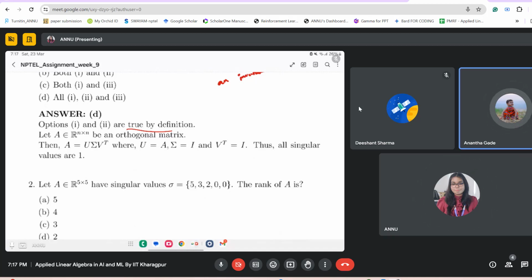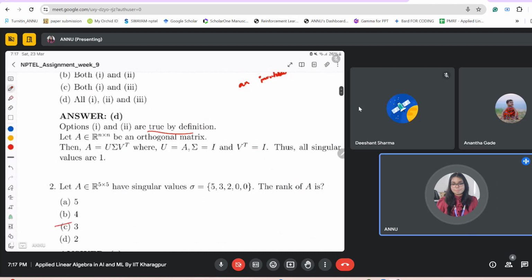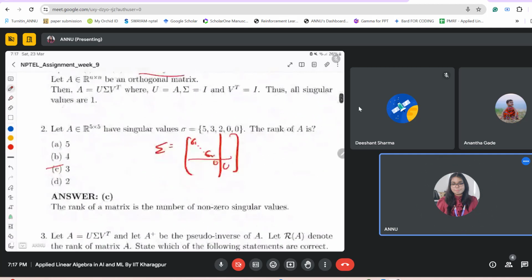In which, ma'am? First one? Second question. First question, did you get it? Yes, yes. Here it is 3. Okay, very nice. So it is 3 only because we saw that sigma will have the values only sigma 1, sigma 2, up to sigma r, and the rest are 0. So that's why.